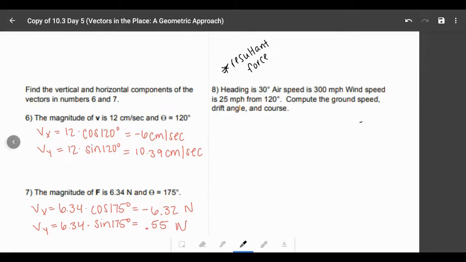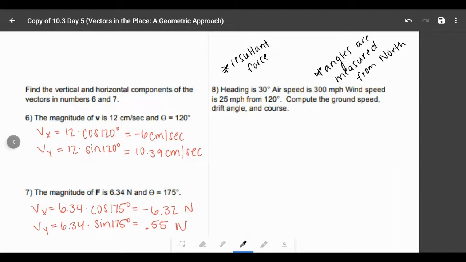Or that parallelogram law, because the wind speed has an effect on my airspeed. So there's going to be some kind of resultant force that we're looking for, and that's going to be the ground speed. Another note that I want you guys to make is that angles are measured from north. And you'll see what I mean by that in just a second.